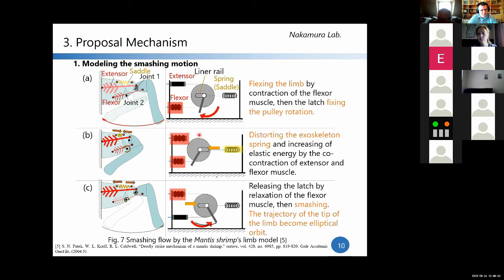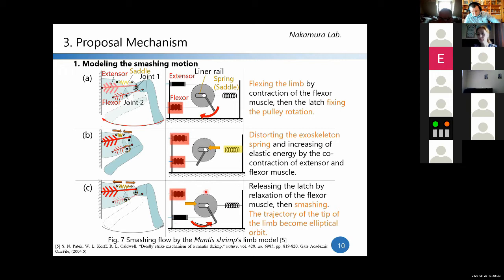First, flex the limb, then the latch fixes the rotation of the pulley by contraction of the flexor muscle. Next, the limb is translated by contraction of the extensor muscle, leading to distortion of the spring and increase of elastic energy. Finally, the latch is released by relaxation of the flexor muscle, then smashing is generated with the combined force of the extensor muscle and spring.